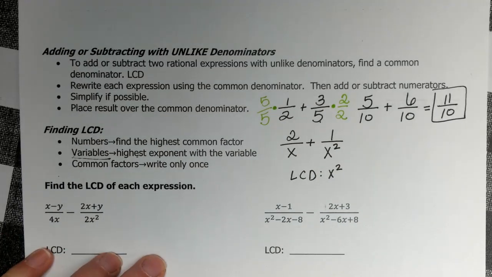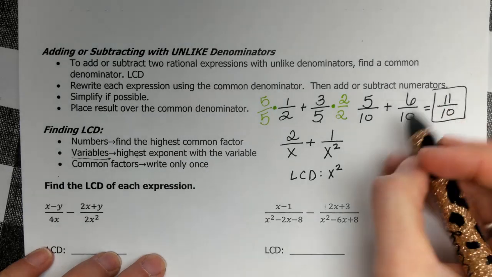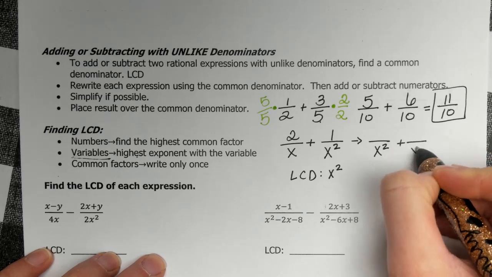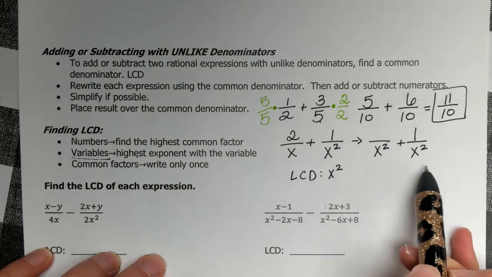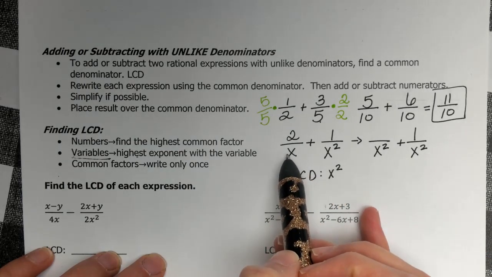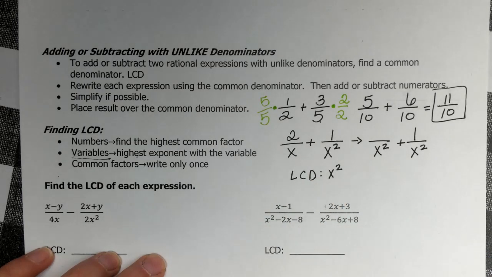Okay? So if I need it to be x squared and x squared, I don't have to change that second fraction, right? It's already x squared is what I need. Okay, but this first fraction, I just have an x. So what do I need to multiply it by? What is it missing?